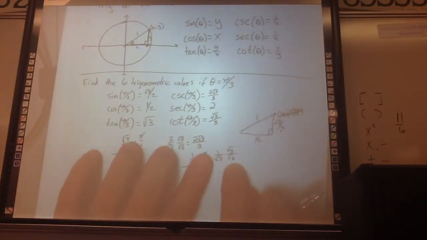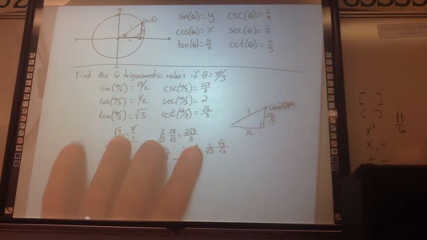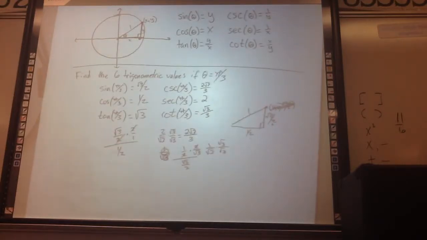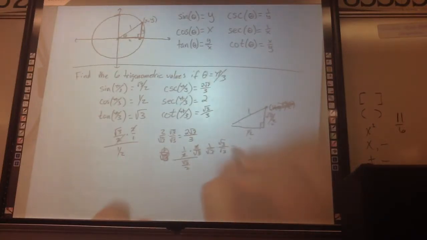What's the square root of 3 times the square root of 3? That's just 3. Unless it's like square root of 2 times square root of 3, then it's square root of 6. But square root of 3 times square root of 3 is square root of 9, which is 3.